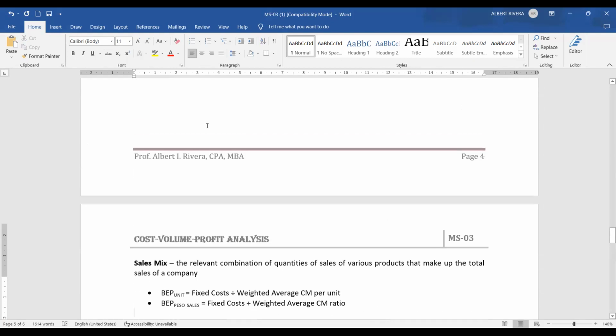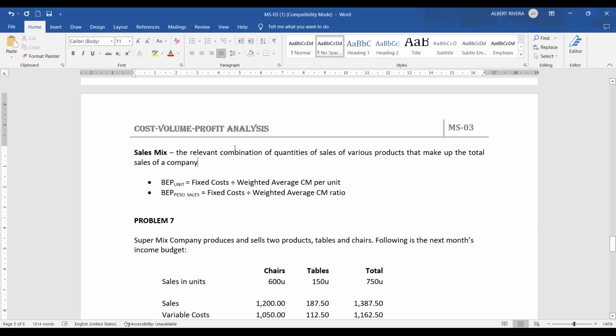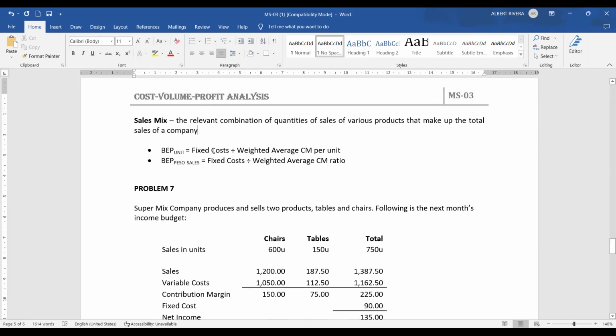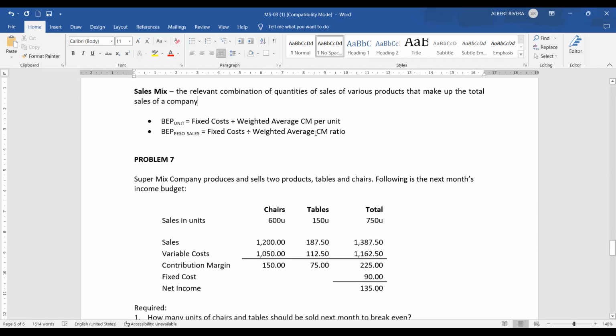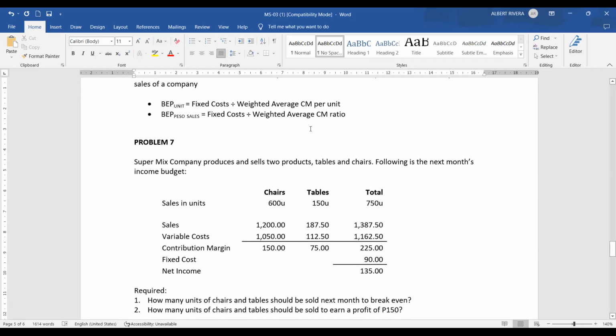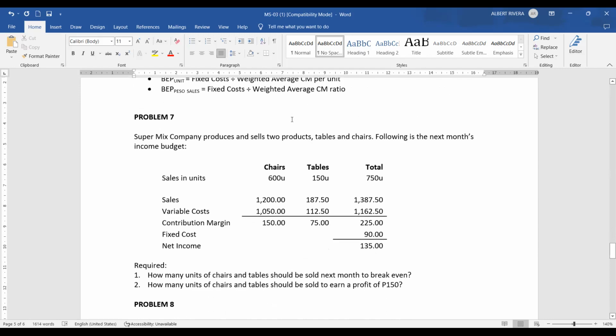So, this sales mix, this is the relevant combination of quantities of sales of various products that make up the total sales of a company. So to compute for the break-even point here, that is just your fixed cost divided by the weighted average CM per unit. While the break-even point in pesos, that is your fixed cost divided by the weighted average CM ratio.